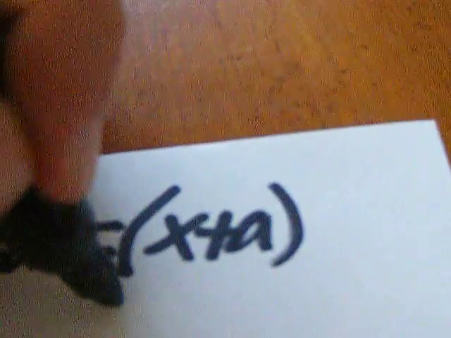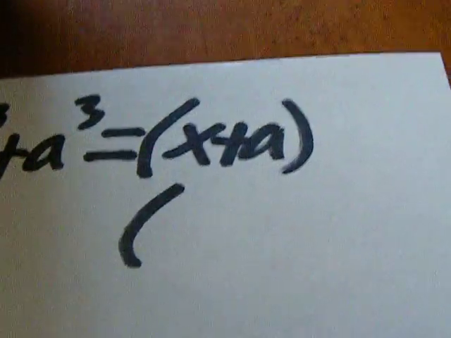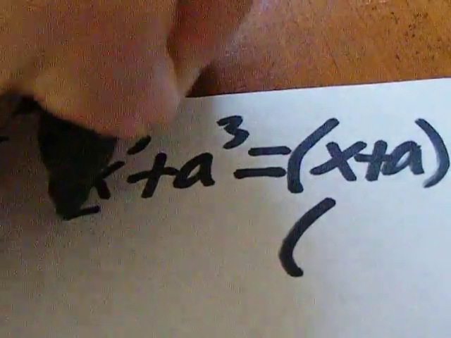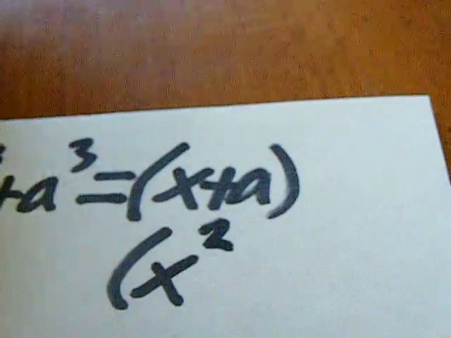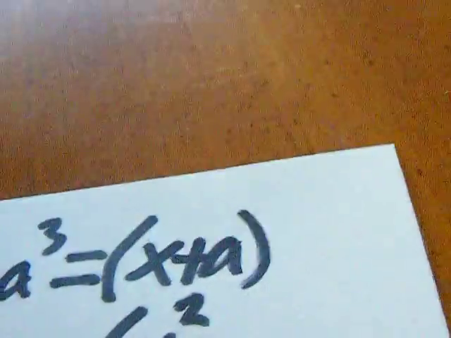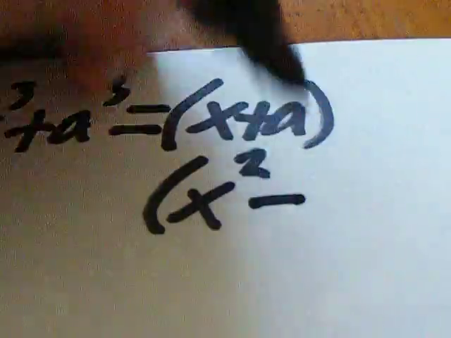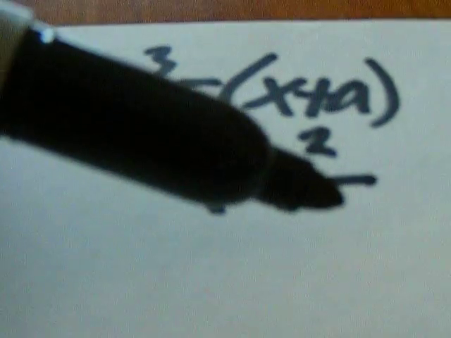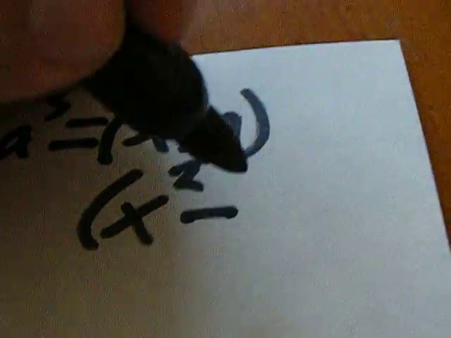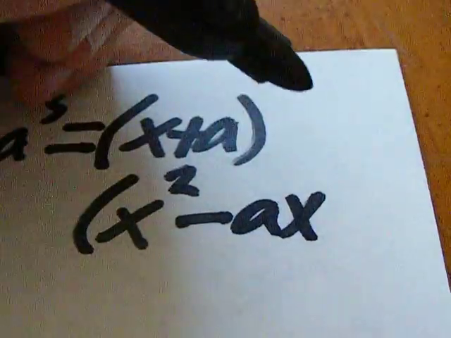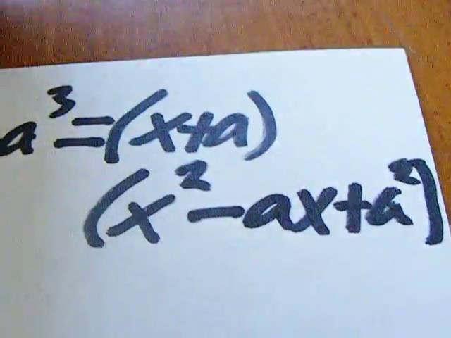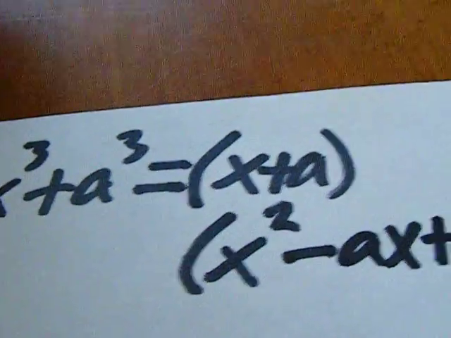Sum of cubes says if I have something cubed plus something else cubed, that gives me that something plus that something else, times a trinomial, right? Which is that something here squared, and then this times that, that's going to be minus, right? Because this is a plus, because that is a plus, this must be a minus. So that's ax, and then on the end plus a squared. And that's the formula for the sum of cubes.